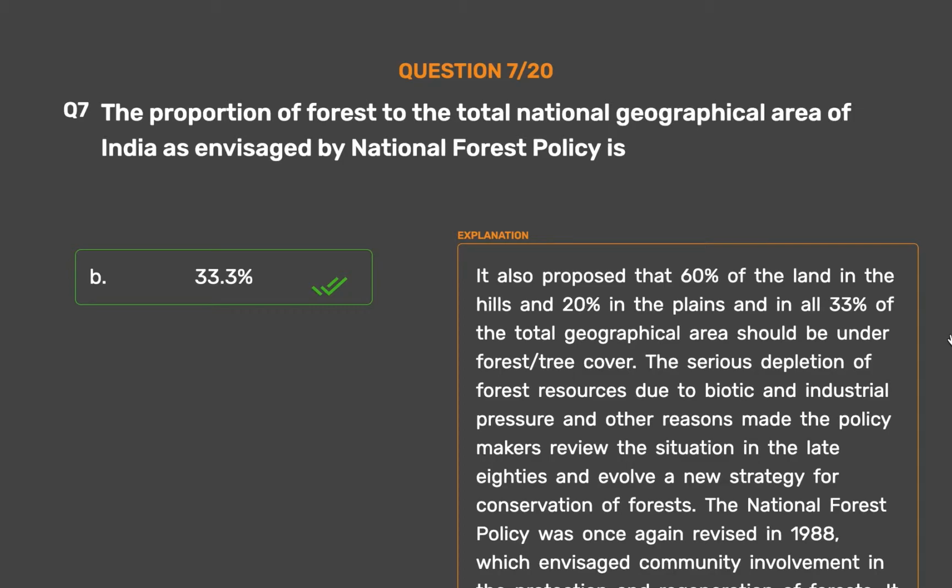The National Forest Policy was once again revised in 1988, which envisaged community involvement in the protection and regeneration of forests. It accorded highest priority to sustainable management of the forest resource.